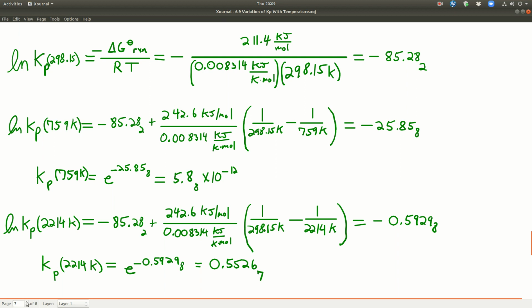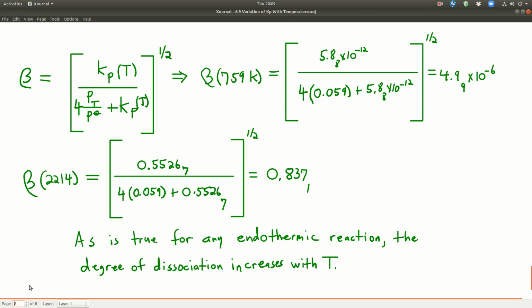But let's go over here and calculate the degree of dissociation at the two temperatures. We derived this relationship for the degree of dissociation back in the last section for this particular reaction. Remember, this equation only applies to this particular reaction, or one like it. But that's what we're doing, so cool.